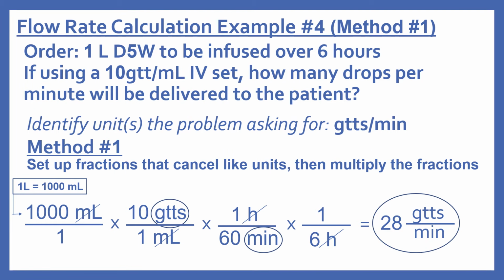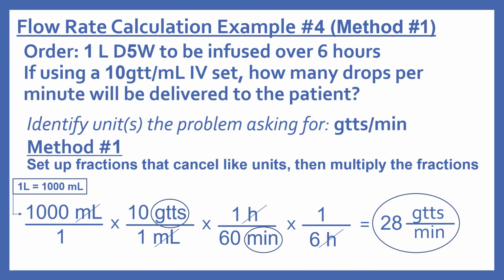Okay, now we'll look at example number 4 using method 1. So our order is for 1 liter of D5W to be infused over 6 hours. If using a 10 drop per milliliter IV set, how many drops per minute will be delivered to the patient? So we'll identify the units the problem's asking for, and this is drops per minute. And with method 1, we'll set up our fractions that cancel like units, then multiply the fractions. So we know 1 liter equals 1,000 milliliters. So we'll start with that.